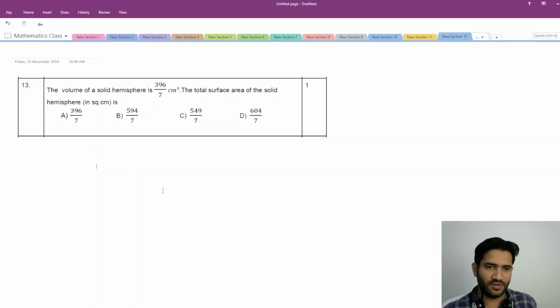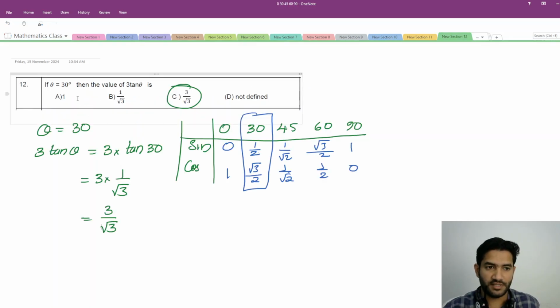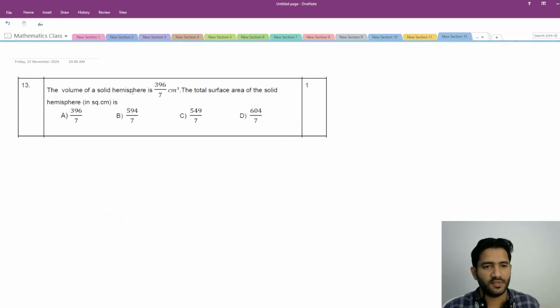In the last class we are discussing the question paper provided by the CBSE official website. This is the sample question paper. In the last class we discussed the 12th one, that is theta is equal to 30, then the value of 3 tan theta. Now this is the continuation.